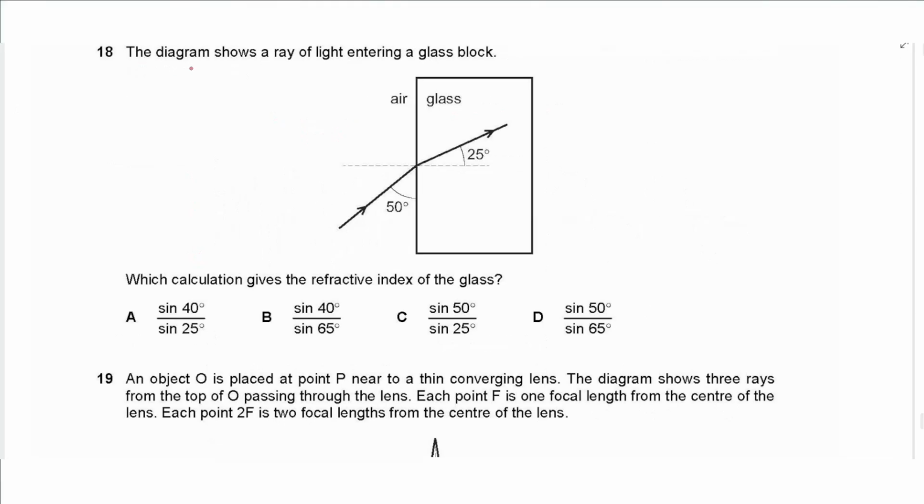Question 18 says, the diagram shows a ray of light entering a glass block. Which calculation gives a refractive index of the glass? So we have sine the angle in the air over sine the angle in the medium, but the angle is always measured from the normal. So we need this angle, which is 40, not 50, 90 minus 50, divided by sine the angle from the normal, which is 25 on the other side. So the answer is A.